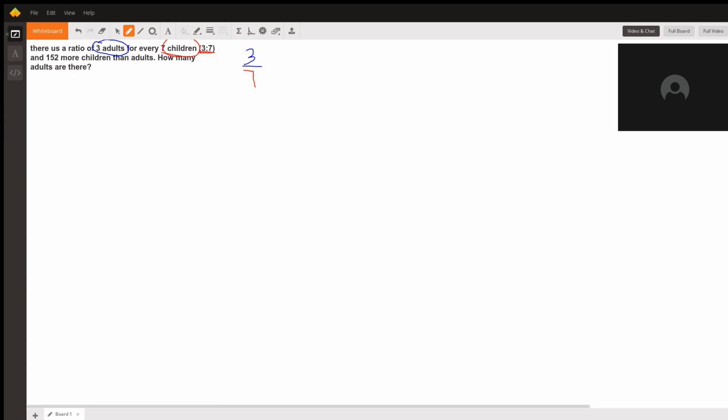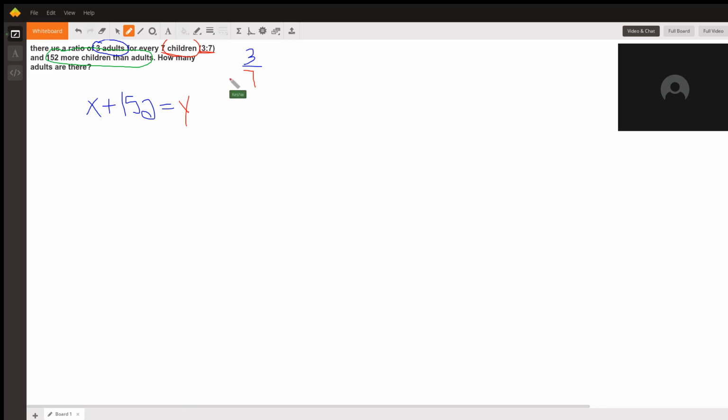The next part, the part that is not always as easy, is this sentence here. This sentence makes it a little bit more difficult, but it's still doable. What this sentence says is there are 152 more children than adults. So that means that however many adults there are, so we're going to say X is adults, if you add 152 to that, then that will give you the number of children.